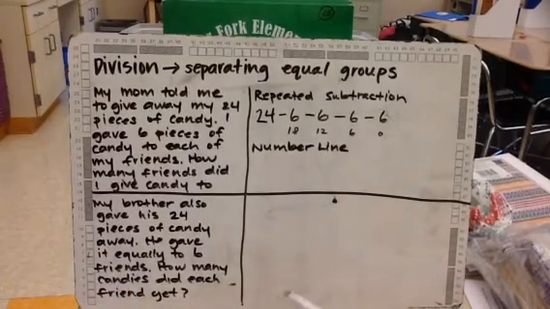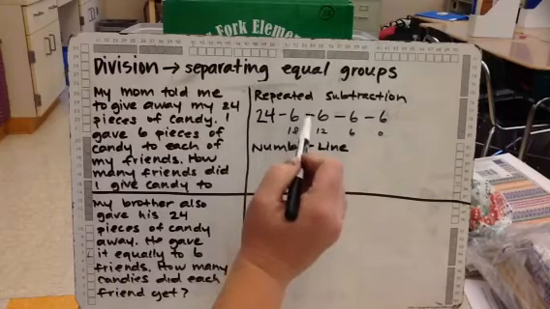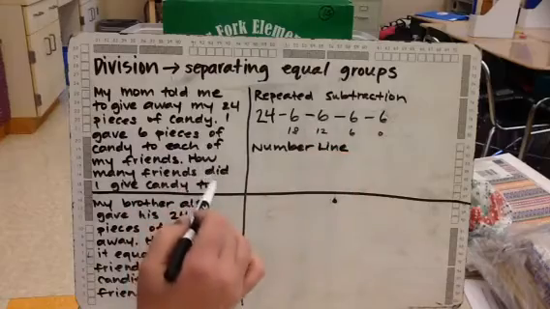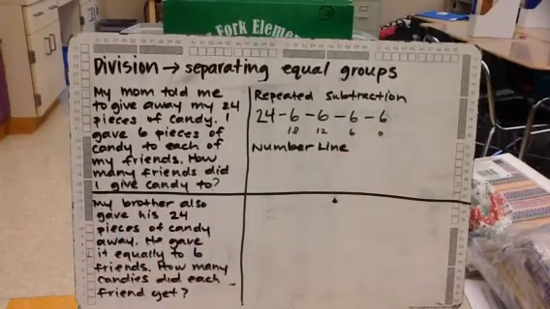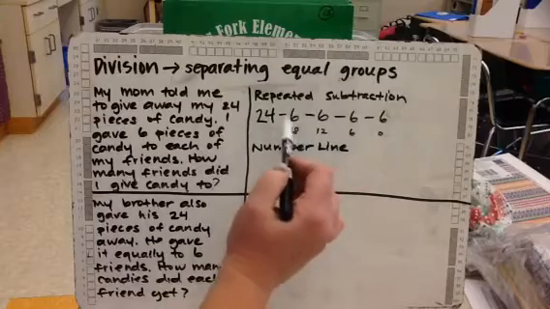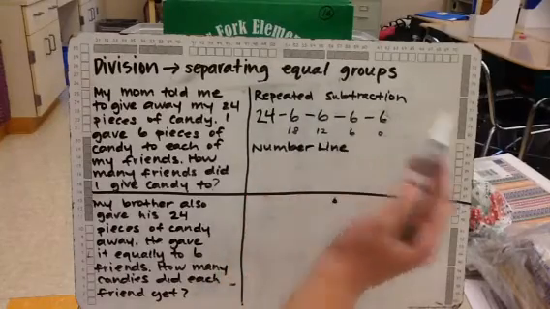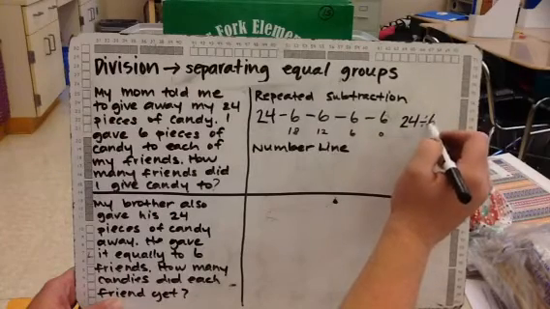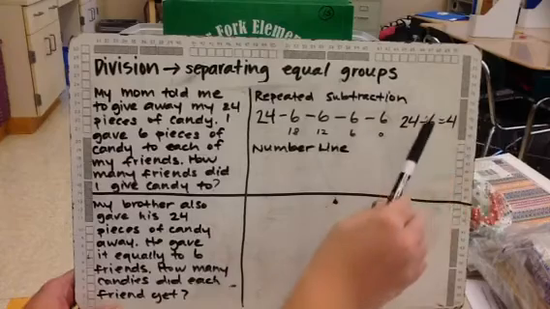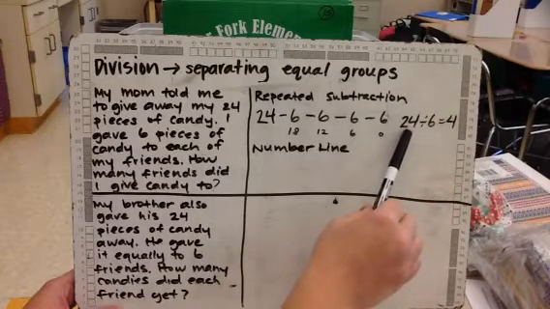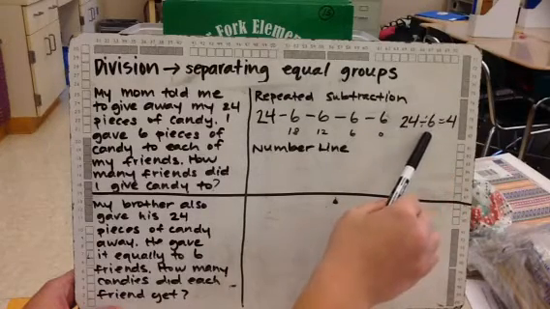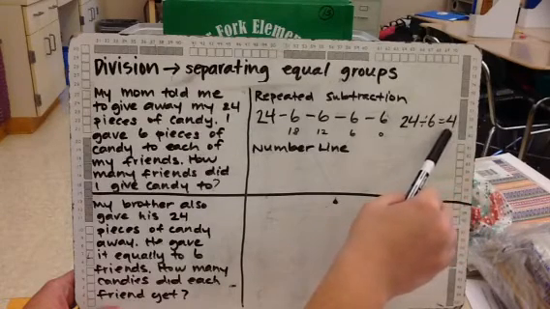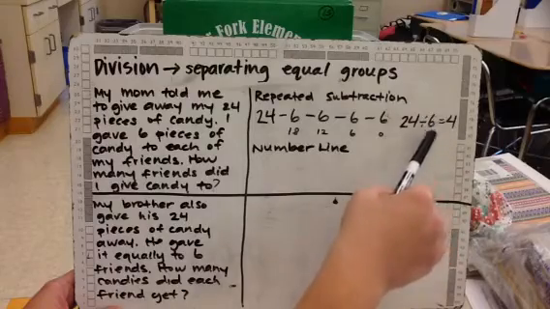So when I think about my problem here, I gave 6 candies here, here, here, and here. I gave 6 candies to 4 people. So the question was, how many friends did I give candy to? Well, the answer is 4. I gave 6 pieces of candy to this friend, this friend, this friend, and this friend. So I found that 24 divided by 6 equals 4. 24 is my dividend, that's the total number of candies. 6 is my divisor, and that's telling me to divide it into groups of 6. And then 4 is my quotient, that's telling me 4 people got a group of 6 candies.